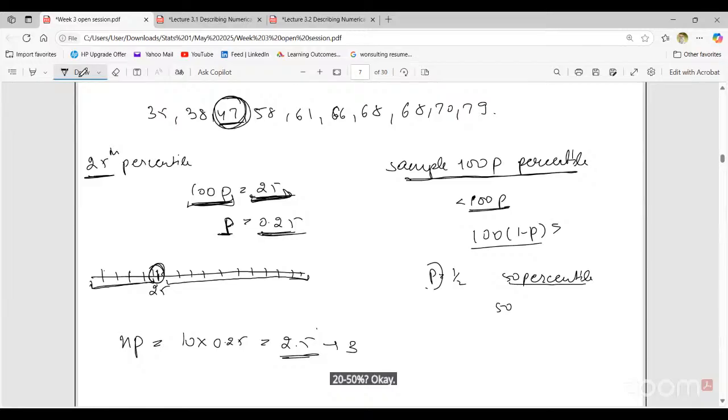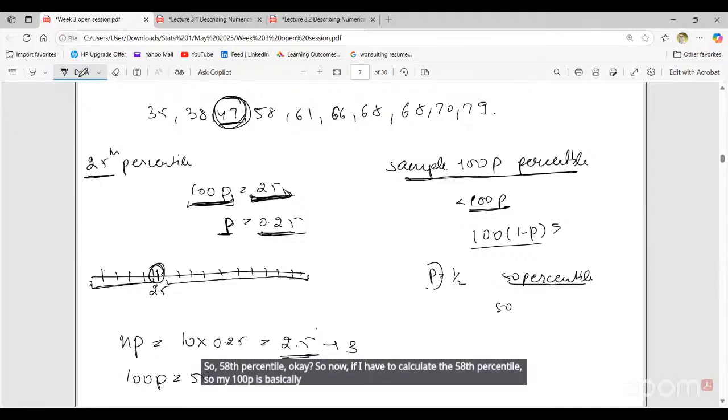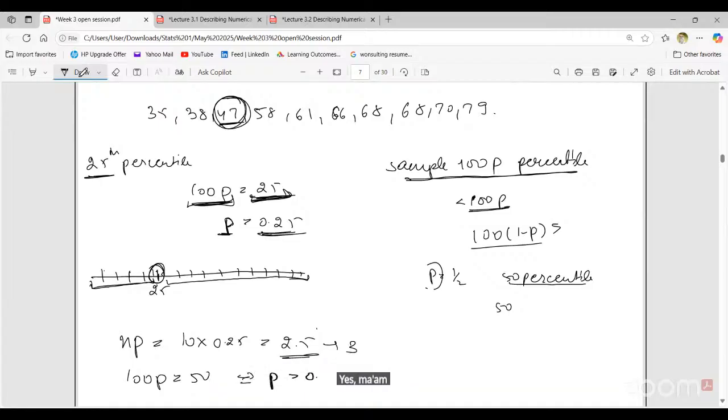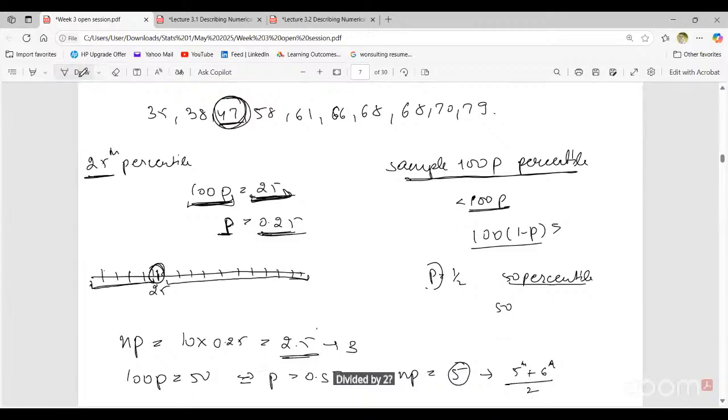You can also use the 50th percentile. If I have to calculate the 50th percentile, my 100p is 50, so my p value is 0.5. Now np is 10 into 0.5, which is 5. Now this is an integer. So what would I be doing? np is 5, so I would take the 5th term plus the 6th term divided by 2, the average.